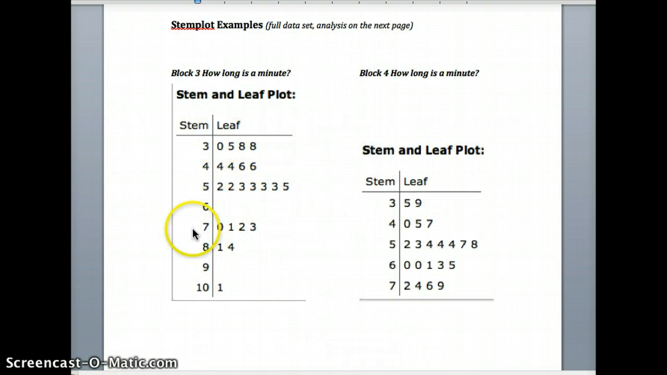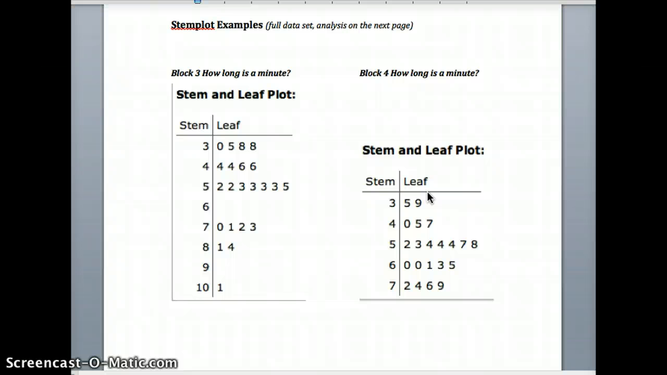So here are stem plots for block 3 and block 4. Notice that the value here is the number in the tens column. So 8 and 1 refers to somebody's guess was 81 seconds. 8 and 4 refers to 84 seconds. So this can give us a nice spread. Try tilting your head clockwise 90 degrees, so you're sideways, and that's what a histogram would look like. A histogram is similar to a bar graph, but it's for quantitative values, and there are no gaps in between the bars.